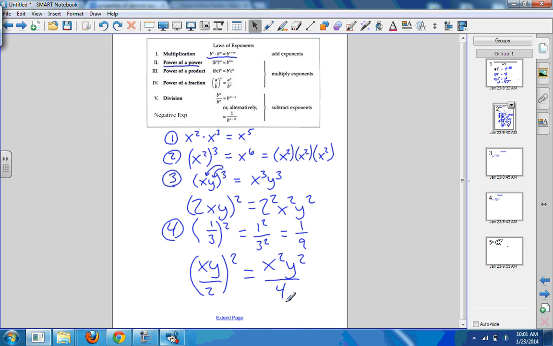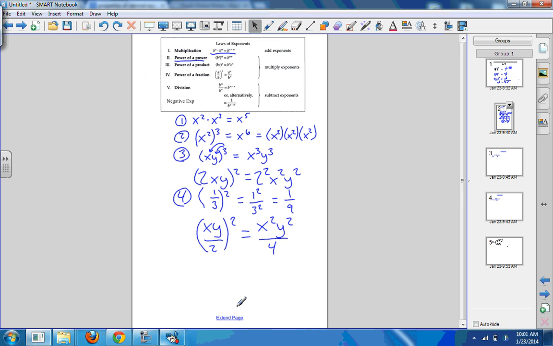The last one here is division. Division is like subtraction. If we have x to the fourth power over x to the second power, it means we have 4 x's on top and 2 on bottom, and so we subtract 4 minus 2, and we get x to the second power. So if we're dividing or it's a fraction, we can subtract.